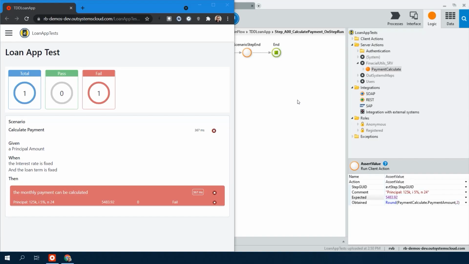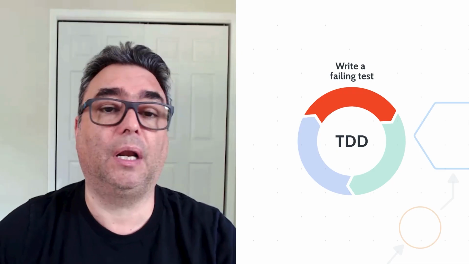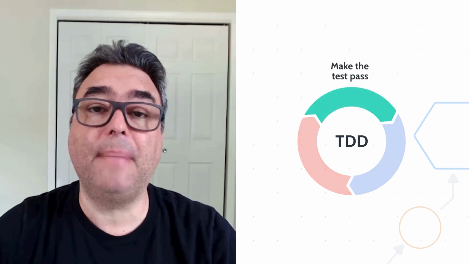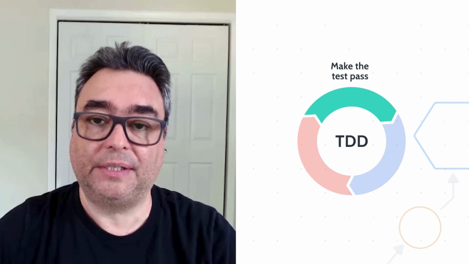Let's test this and see what's going on. And as you can see, the test fails miserably. Of course, there's no implementation there, so there's nothing else to do here. We are done with the first step, write a failing test, and now we are going to move to the second step. So the second step is make the test pass. So you are on the green step of the test driven development.